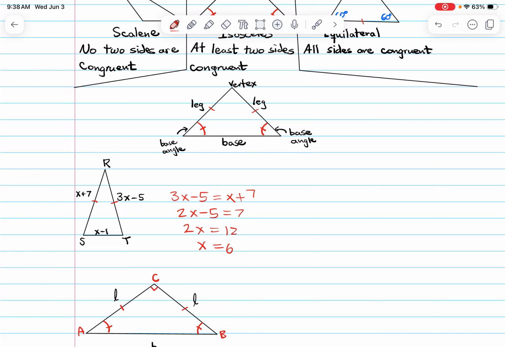Okay? So, you've got a side down here, which would be 5. This down here would be 18 minus 5, which would be 13. And 6 plus 7, that would be 13 over there, of course. See, it works out. Okay.